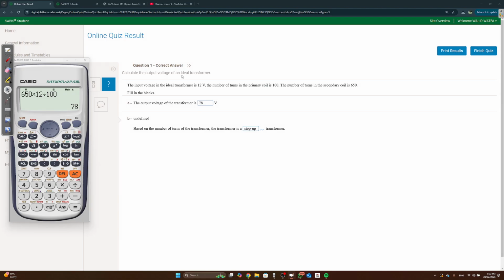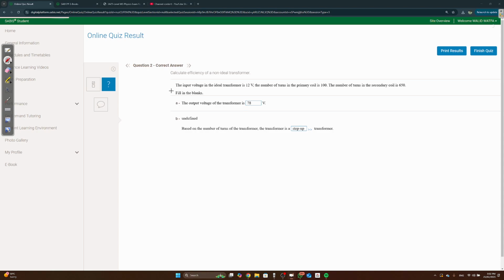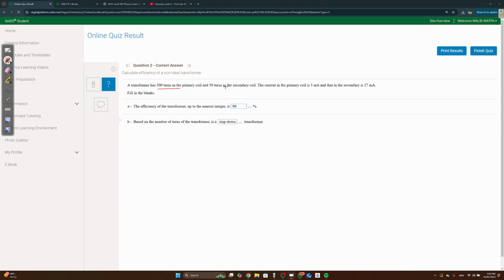Okay. Question 2. A transformer has 300 turns in the primary and 50 in the secondary. The current in the primary is 5 and in the secondary is 27. The efficiency of the transformer is what? Okay, to find efficiency, although they don't really have much given here, you need to figure out what's going on.